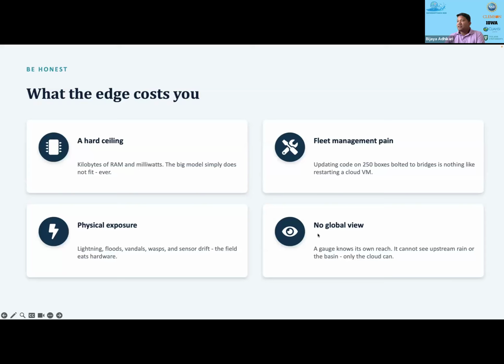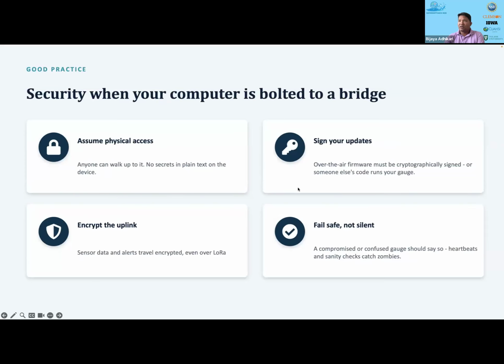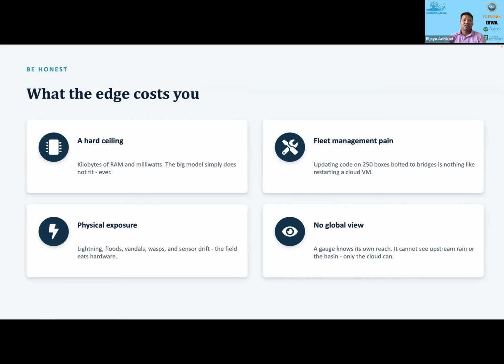And this is the biggest critical shortcoming of edge computing: there's no global view. A gauge knows its own number, and any computation done on the gauge is only on its number. It doesn't know what's happening at a gauge that's 5 kilometers away. It cannot see the upstream number, it cannot see the basins. Only cloud computing, which pools and aggregates all of these numbers, can see. So at times, just doing edge is not the right answer.